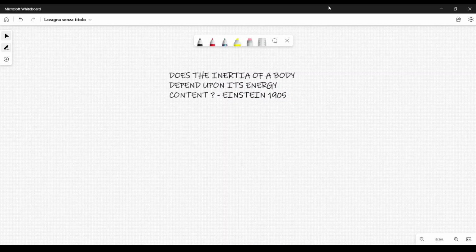This is an article by Einstein from 1905, which came after the Electrodynamics of Moving Bodies article. So this article is called "Does the inertia of a body depend upon its energy content?" and its title is therefore a question. But Einstein does answer this question. And the answer to this question is yes. According to the calculations that he did in his papers, he had no doubt that this should be indeed the case.